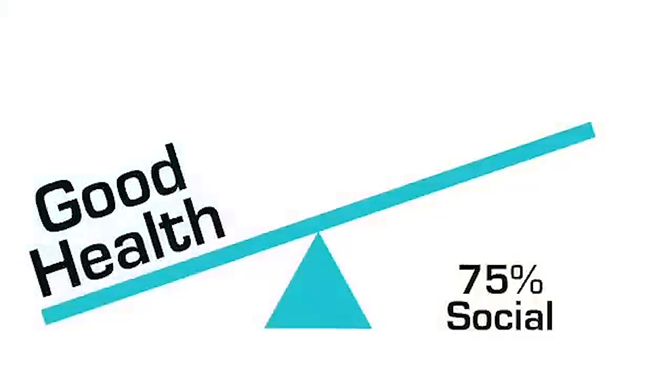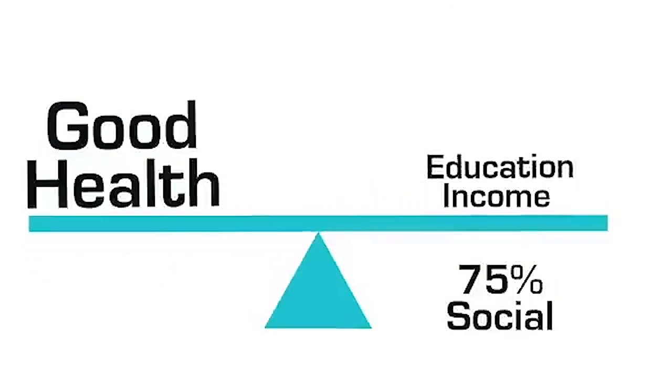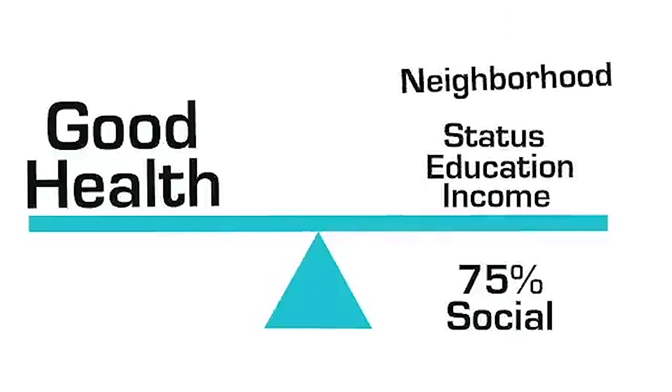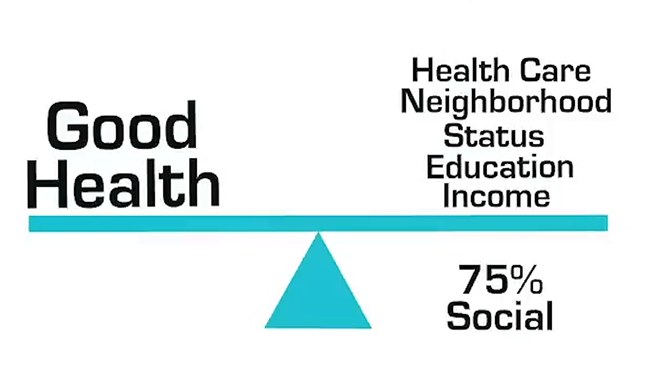When we understand that 75% of what determines our health comes from our interaction with society, including our income, education, and status levels, as well as where we live and how much access to health care is available to us, we begin to understand what the third D, disparities, is all about.